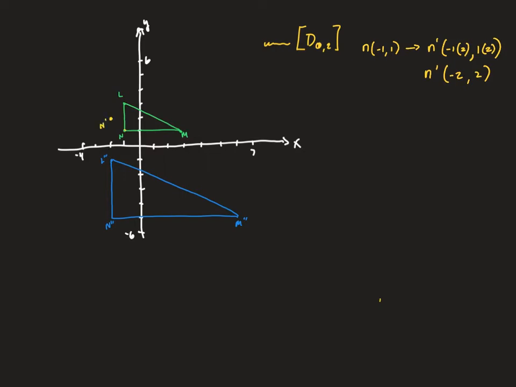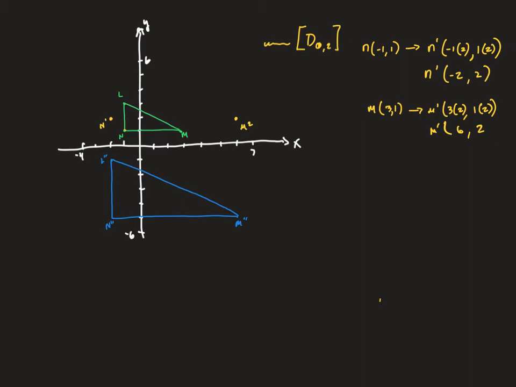Let's see, what is M going to look like? M is currently 3, 1, and then when I do its dilation, M prime is going to be 3 times 2, which is going to be 6, and then I have 1 times 2. So we're looking at M prime is going to be 6, 2. So that places me right here.